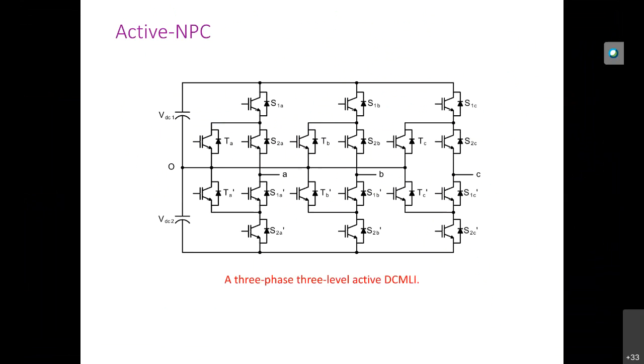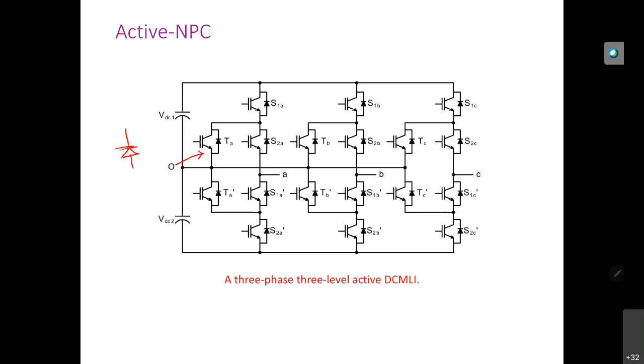So this is another variant of this one. What is the difference between the main diode clamped inverter and this circuit? The diodes are replaced by active switches. Earlier we had these diodes, and now these diodes are replaced with active switches, each a switch with an anti-parallel diode.